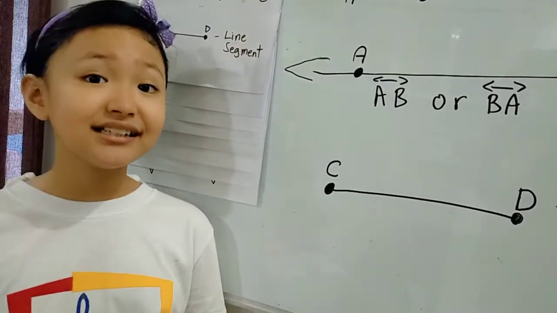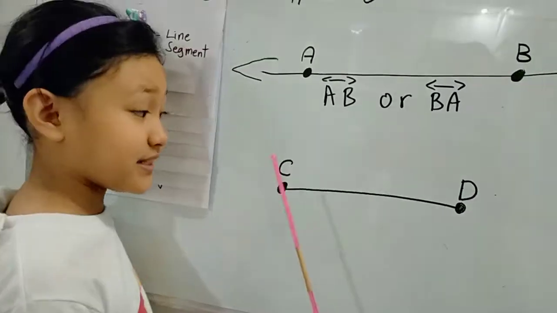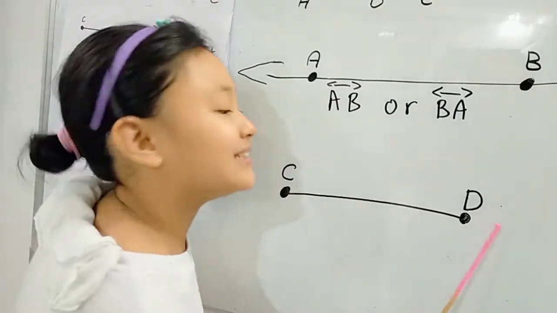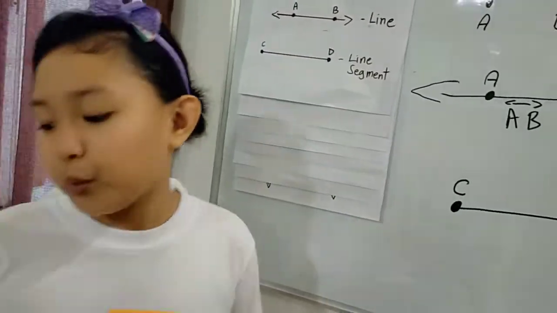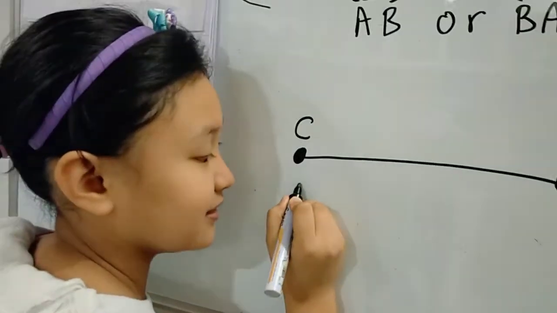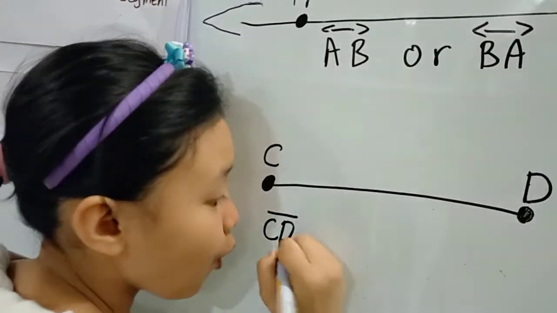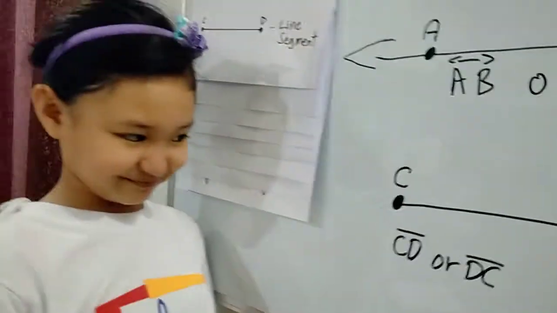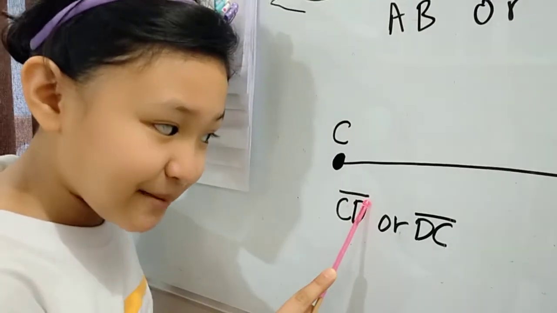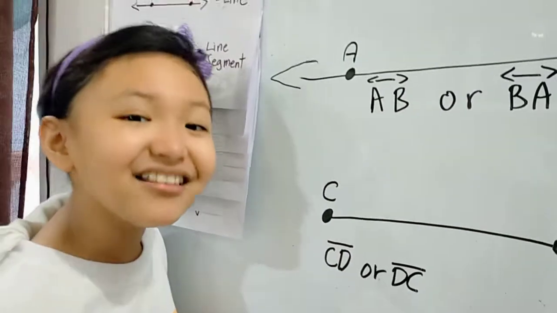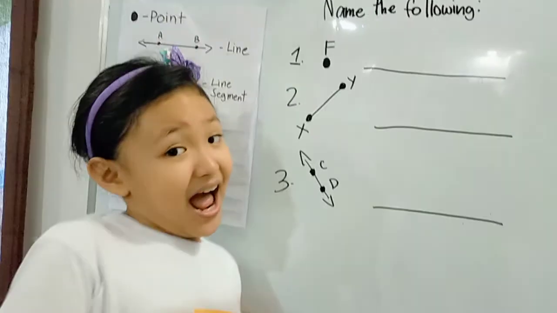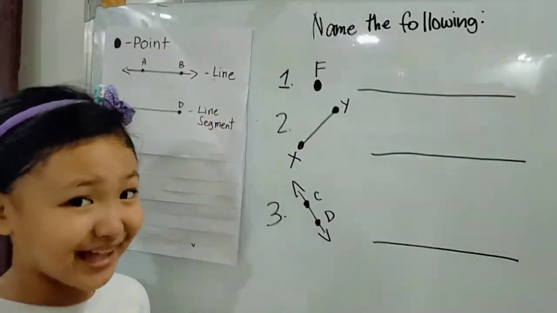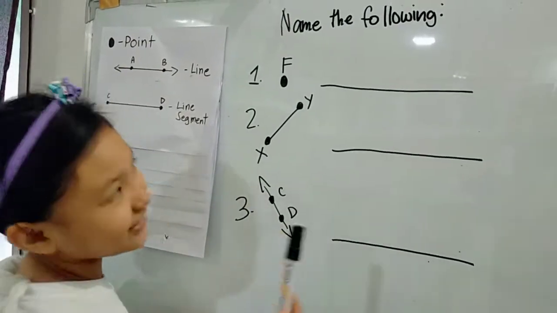This named line segment is called line segment CD or line segment DC. In symbols, we write this as line segment CD or line segment DC. We use this symbol to represent a line segment. After we have learned a point, line, and line segment, we are going to answer the following.